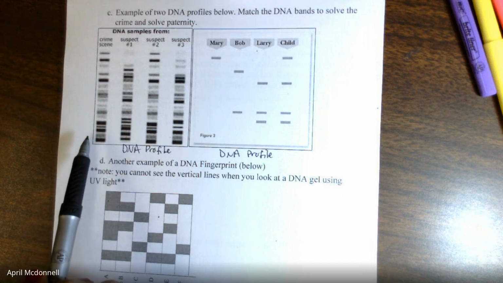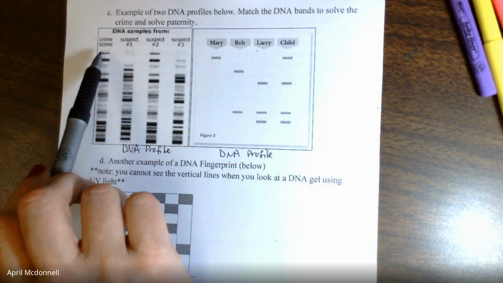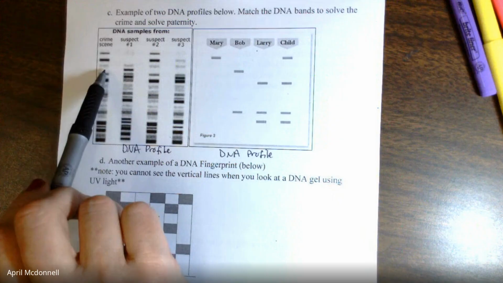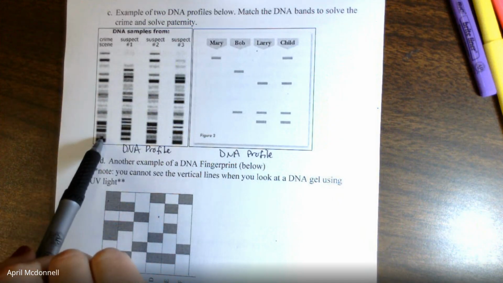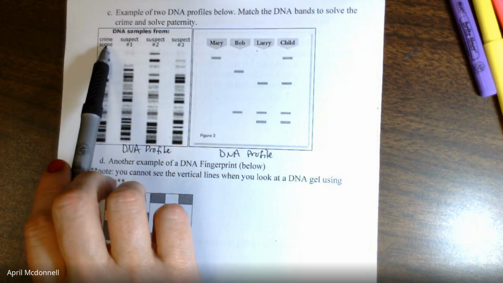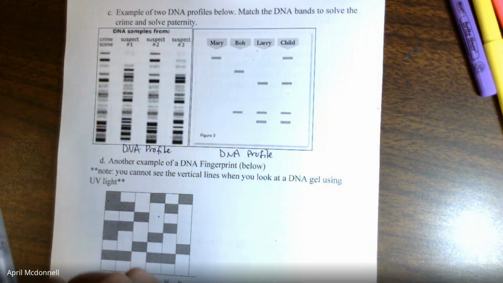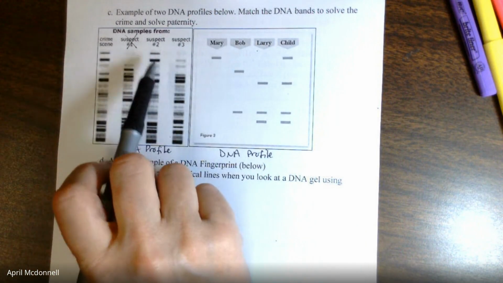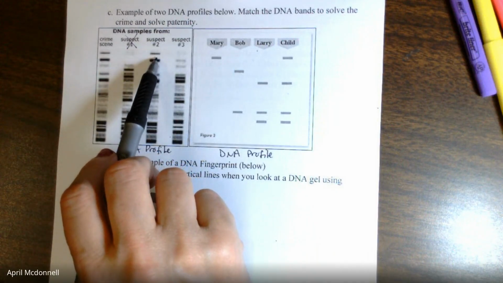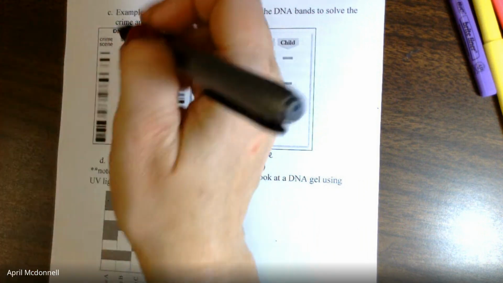So in this case, we are basically looking for the DNA bands from the crime scene, and there are a lot of DNA bands. Some of them are more faint, some of them are darker. We want to match that to the DNA from a suspect. So as you can see, the DNA bands from the crime scene do not match the DNA bands from suspect 1. So we're going to rule suspect 1 out. But we can look at suspect 2 DNA bands and we see that the pattern of DNA is exactly the same as the crime scene.